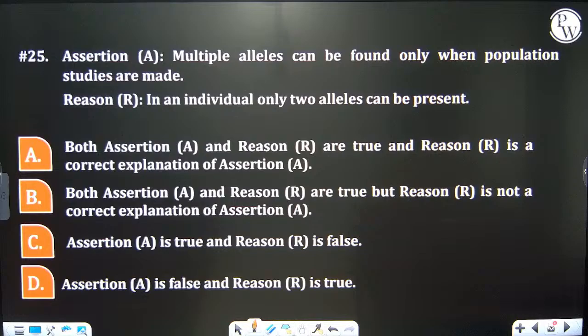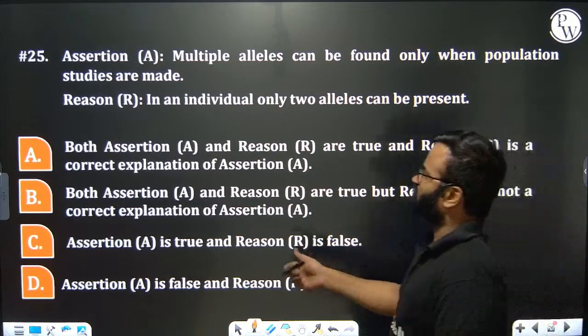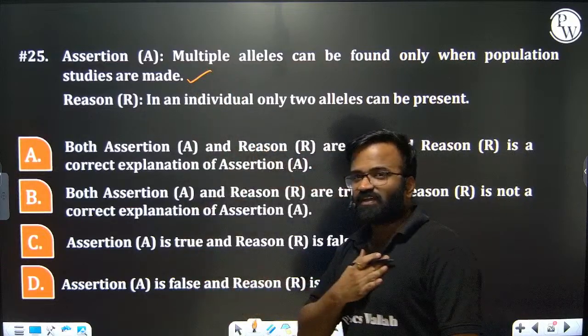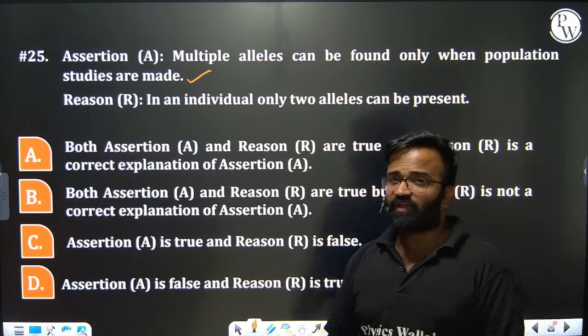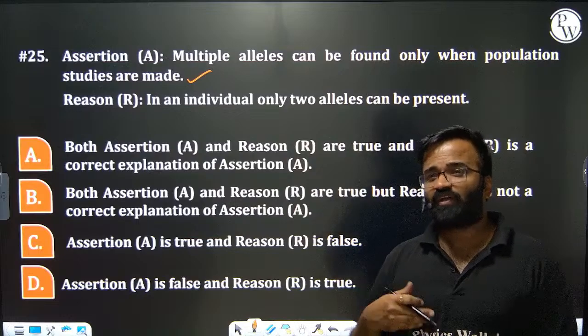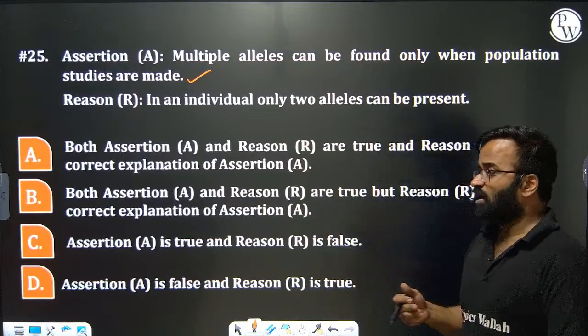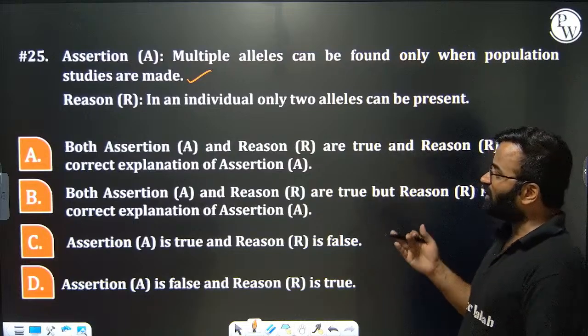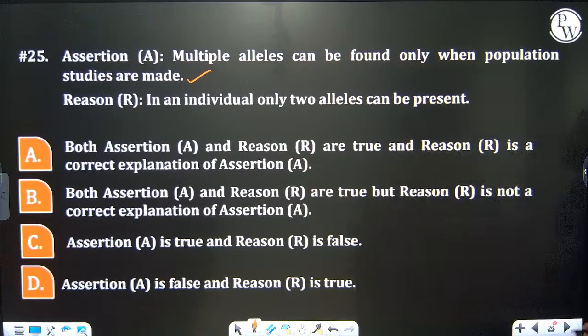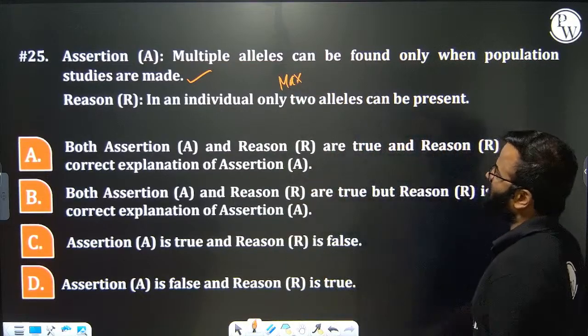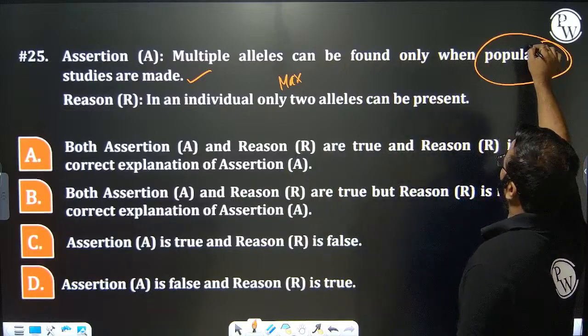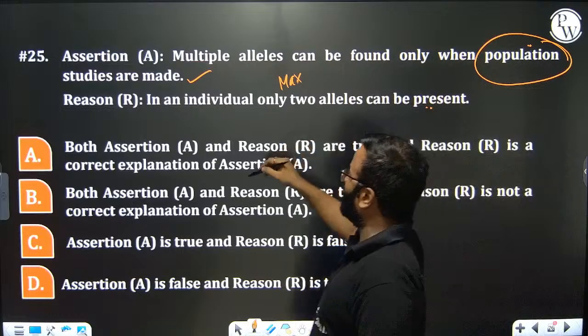Let's see the next question. Multiple alleles can be found only when population studies are made. Yes. In a single organism, you can see only one or two. But if you want to observe multiple alleles, for example our skin pigmentation, hair, height, all those are because of multiple alleles, for which we need a population. In an individual, you can see a maximum of only two alleles. That's the reason why we need a population, which is being explained in the statement.